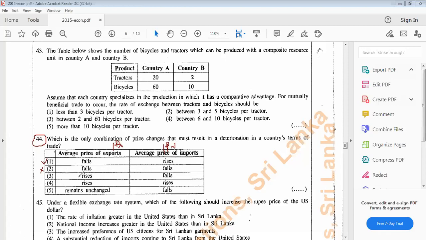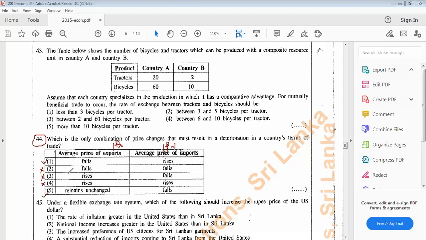See this, export price increases, import price decreases. So that will increase the TOT. So that won't come. Export price increases, import price increases. That also may increase the TOT. So that won't come. Then export price remains constant, import price falls. Now, this will create a rise in TOT. So the first can create a fall in TOT.